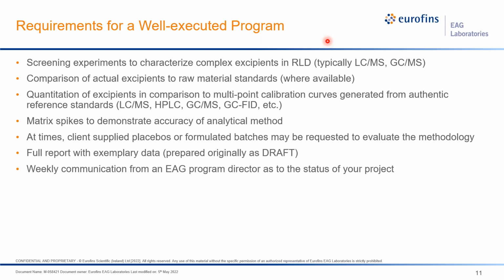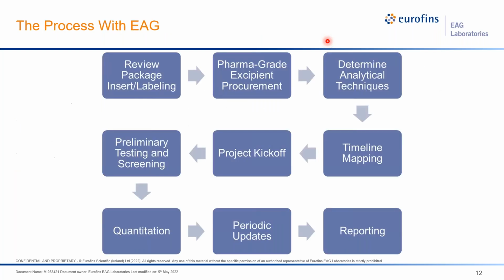Typically, we're going to send you a draft when it's complete. And then after you've had time to review, talk to our team, talk to your team, come back to us. We can send a final report once you're happy with it. And then again, back to the program director, weekly updates as to the status of your project and what is going on, because these are 4 to 6 week projects. We don't want to leave you in the dark for 6 weeks. So that's kind of an overview of what you get with EAG.